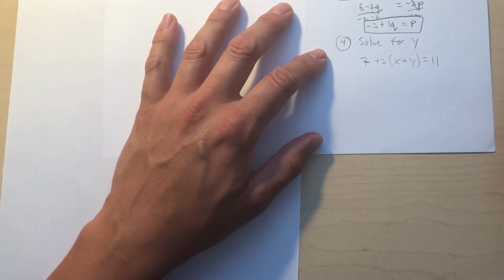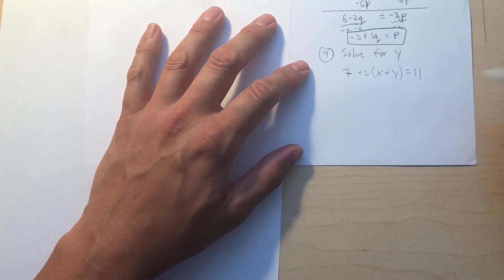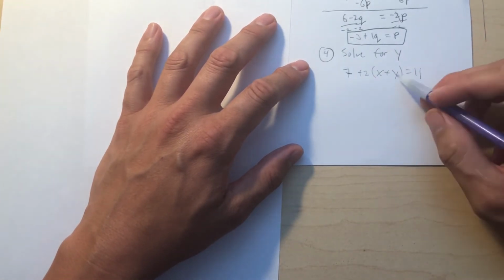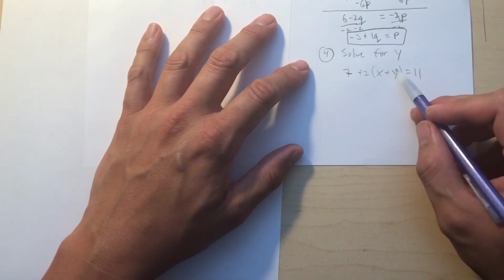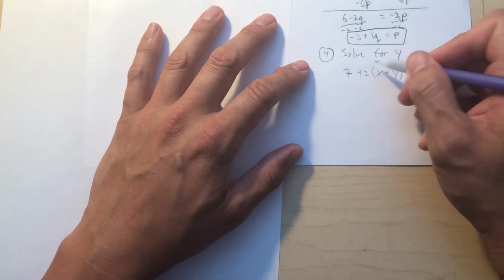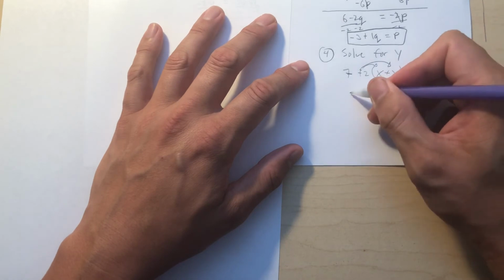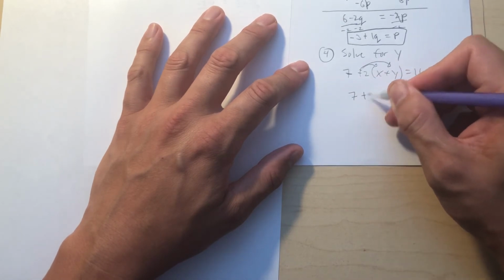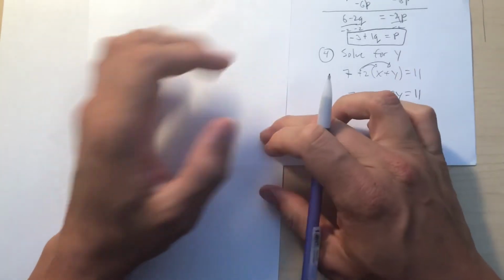All you have to do here is just solve for y. For this one, very similar to number 2, you could do the distributive property first. That's probably a good idea, so let's go ahead and do that. There's another way, but that's okay, I don't want to confuse you. So plus 2x plus 2y is equal to 11.